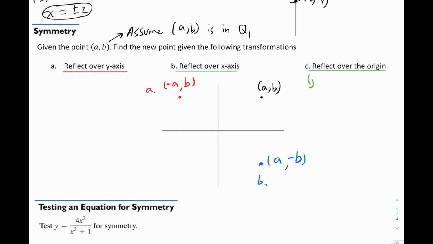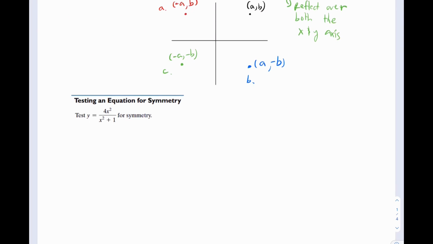Last part we'll do in green. To reflect over the origin, you simply reflect over both the x and y axis. So that point should be in quadrant 3. Let's see, it's right about here. That's part C, and again, they are both negated.